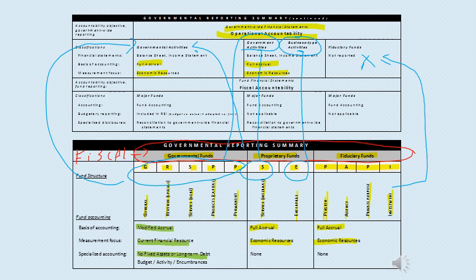Everybody else, the government-wide and the proprietary and fiduciary funds, use what? Full accrual accounting, economic resources measurement focus. And when we're talking about our accountability at the fund level, it's fiscal; at the government-wide level, it's operational.